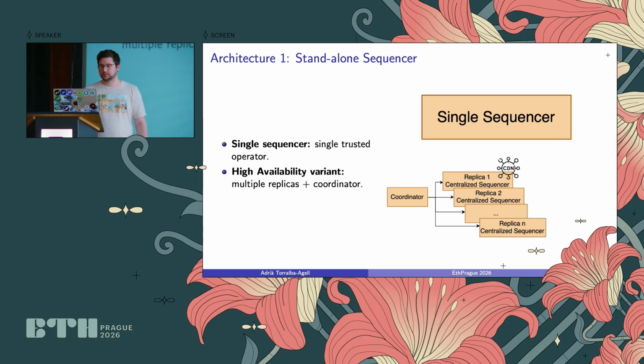And here we also wanted to highlight a variant, which is the high availability variant. In this case, instead of having a single replica of this single sequencer, we have n centralized sequencers synchronized all together, usually behind a CDN for load balance purposes. And here, interestingly, we have another actor, which is the coordinator, that is responsible for handling the synchronization between the replicas and for deciding which replica is the active one at any given moment, for instance.